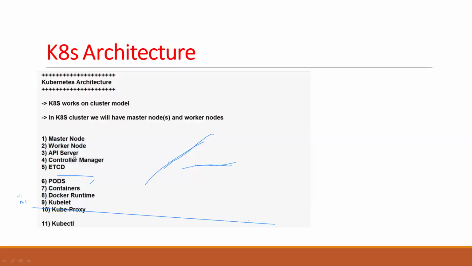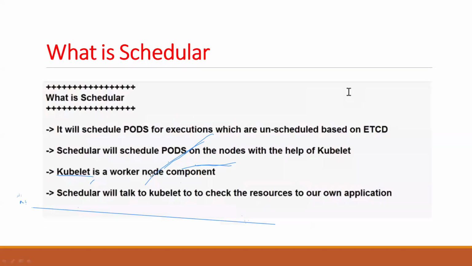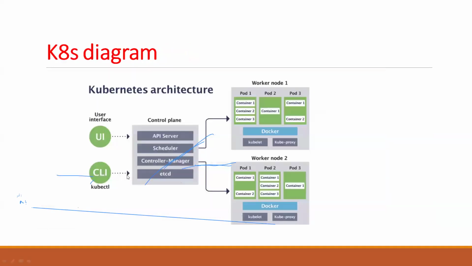Master node, worker node, API server, controller manager, etcd, and scheduler, pods, containers, Docker runtime, kubelet, kubeproxy, kubectl. So these are the parts of the worker node, guys. I will show you. So what is a scheduler? It will schedule pods for execution. We'll tell you tomorrow, guys, because if we start, we need to tell everything, right?